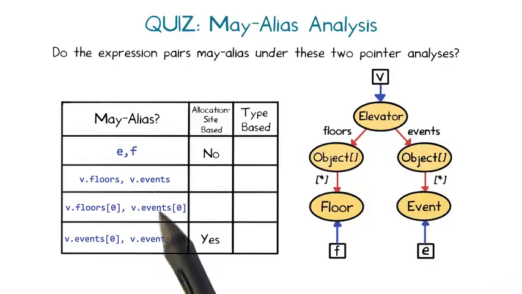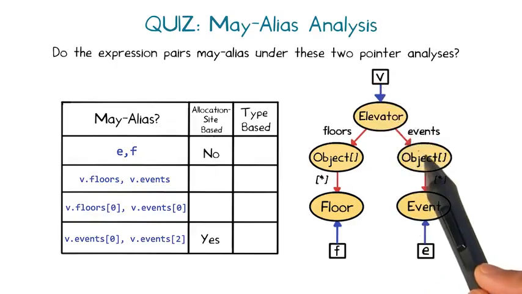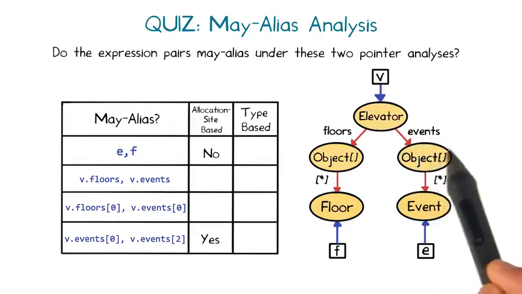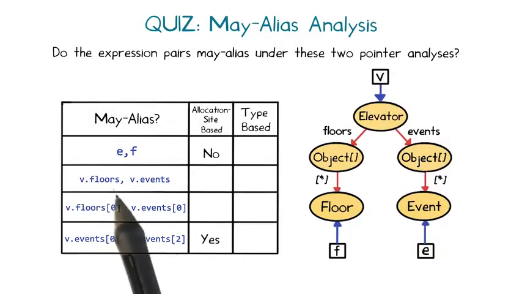For v.events, we follow the arrow from V to elevator and then the arrow labeled events to this object array node. Since these two nodes are distinct in the points-to graph, v.floors and v.events will always refer to concrete objects allocated at different sites in the program. Thus, they cannot refer to the same concrete object, and so the question, may v.floors and v.events alias, is answered no.